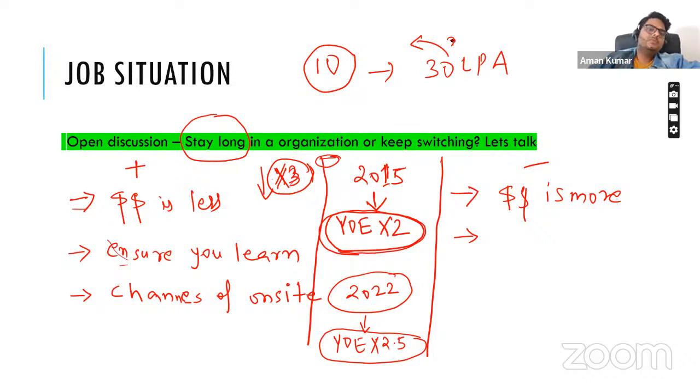It's not like if somebody is saying that I'm a 20-year experienced guy, then their package will cross 1 CR. LPA, I'm saying, right? Lakhs per annum.